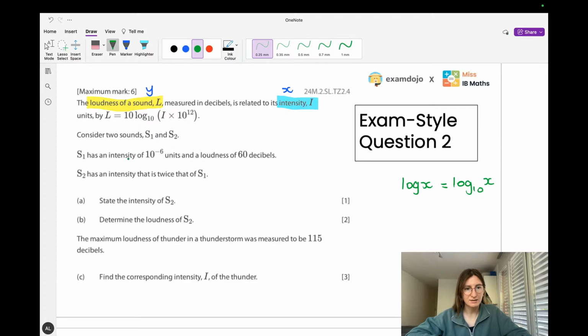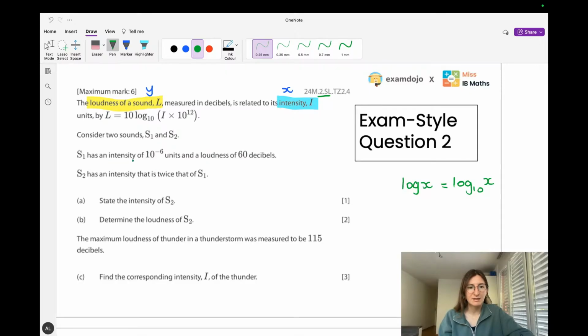S1 has an intensity, an X value, of 10 to the minus 6 units. Now, don't immediately think that you need to go and change this to like 0.000. Just leave it like that. We can work with exponents. It's probably going to be easier if we leave it like that. Also, it's a paper 2, so calculator is allowed, so you don't need to go and change it.